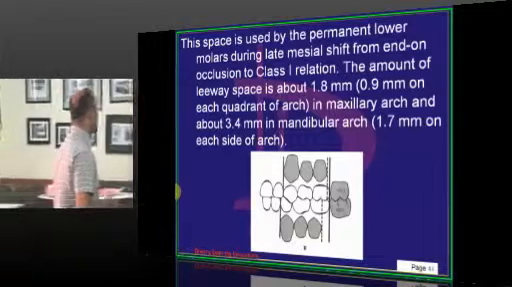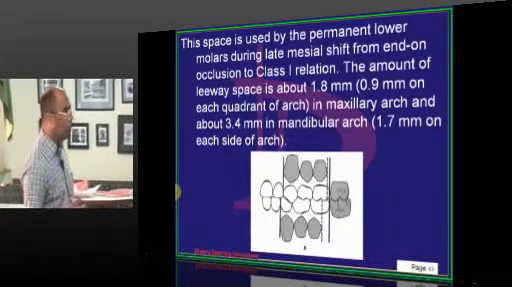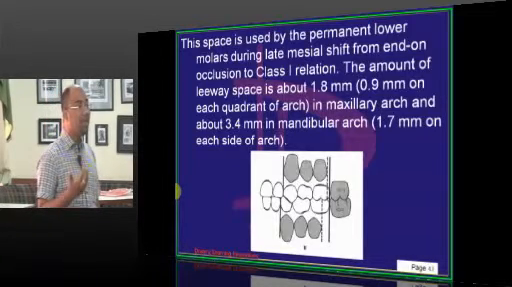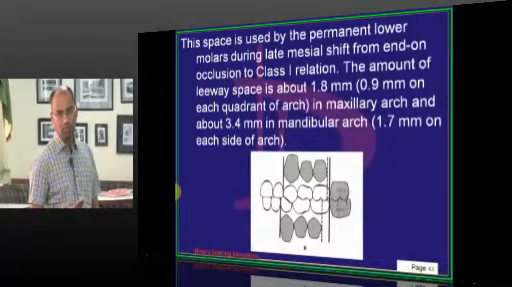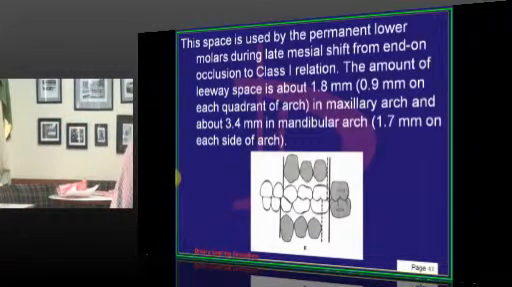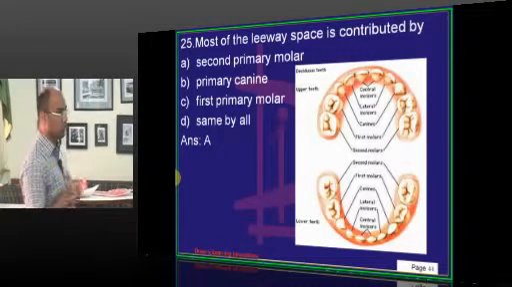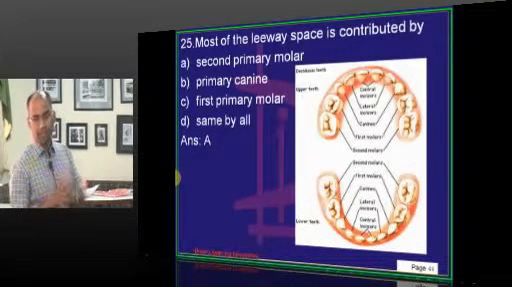So the space is approximately 1.8 mm in the upper and 3.4 in the lower. This accounts for the late mesial shift, which will help to establish a class 1 molar relationship from the end on molar. Most of the leeway space is contributed by which tooth? As I said, what is leeway space?